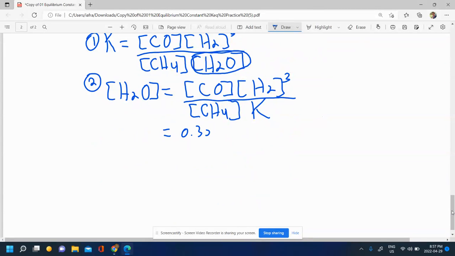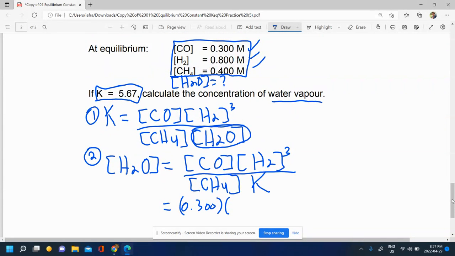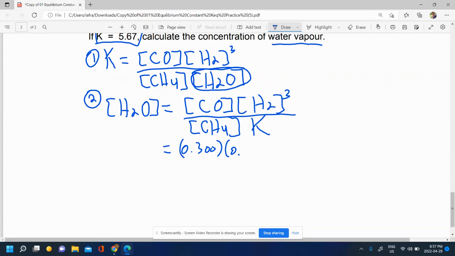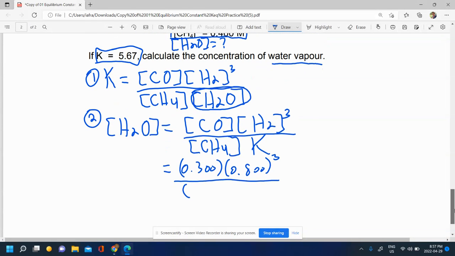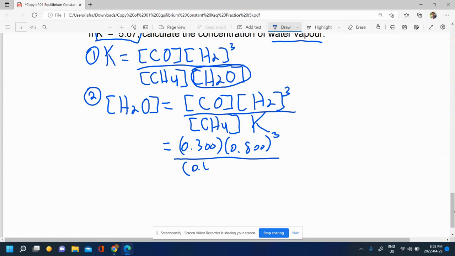0.300, H2 is 0.800, and that's cubed. CH4 is 0.400, and then the K value was 5.67.